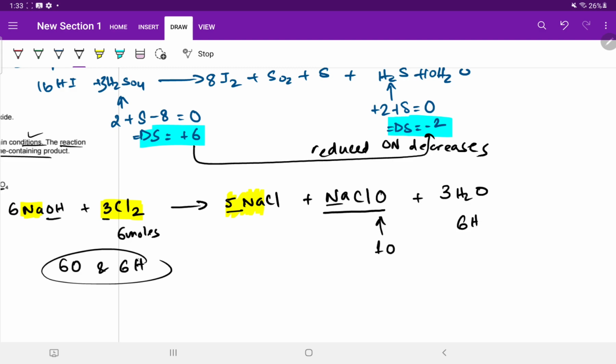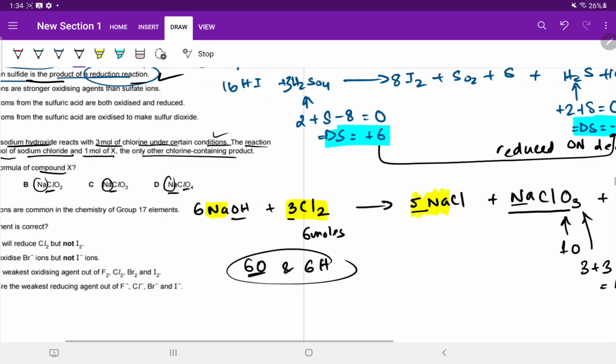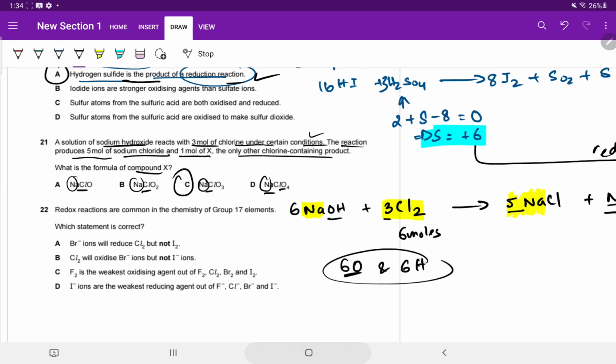So 6 H is there, but over here we have just 3 moles of oxygen. In total we need 6 moles of oxygen. We have 3 plus 1 over here, but if we add 3 over here, then this will give us a total of 3 plus 3, 6 moles of oxygen. Okay, so this is the way we can solve this question. So our answer shall be C.